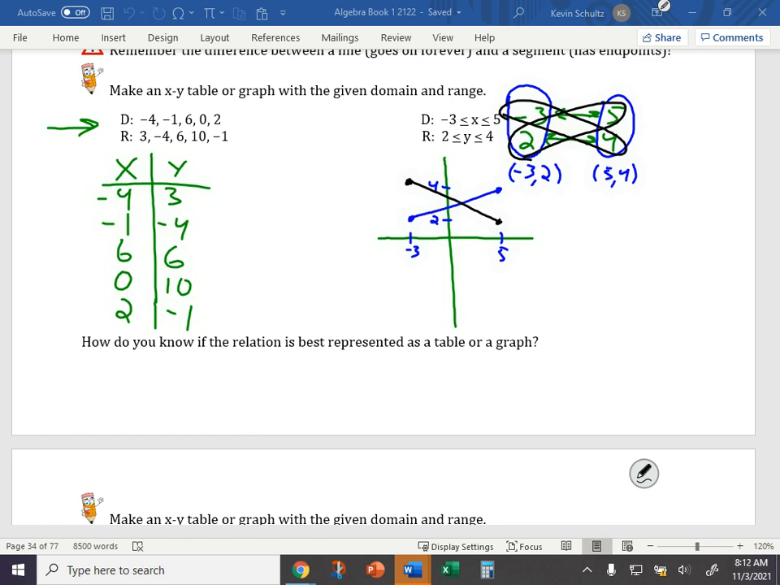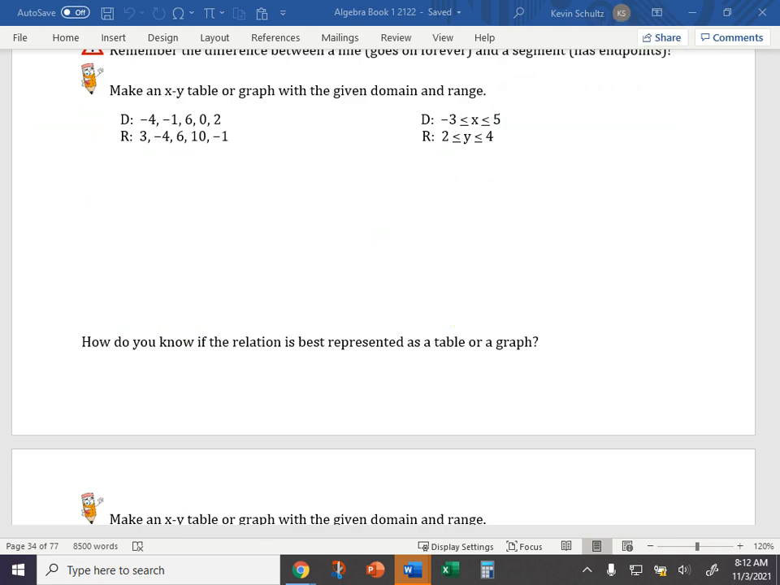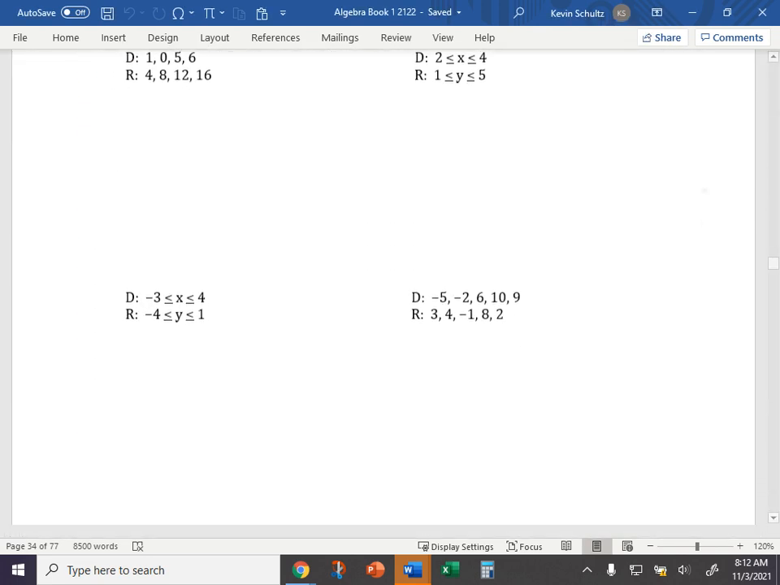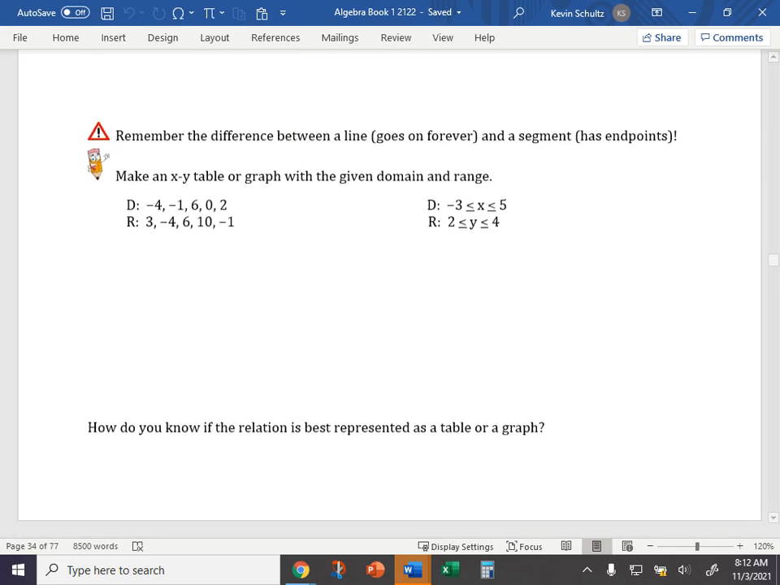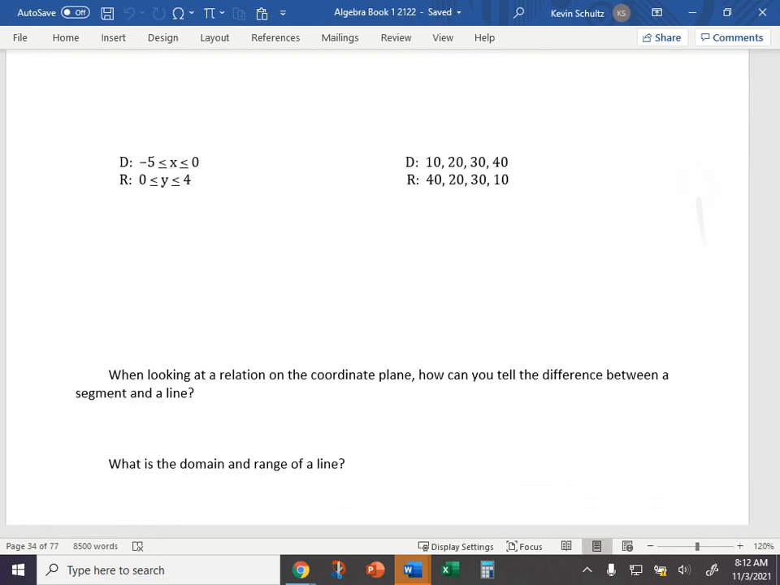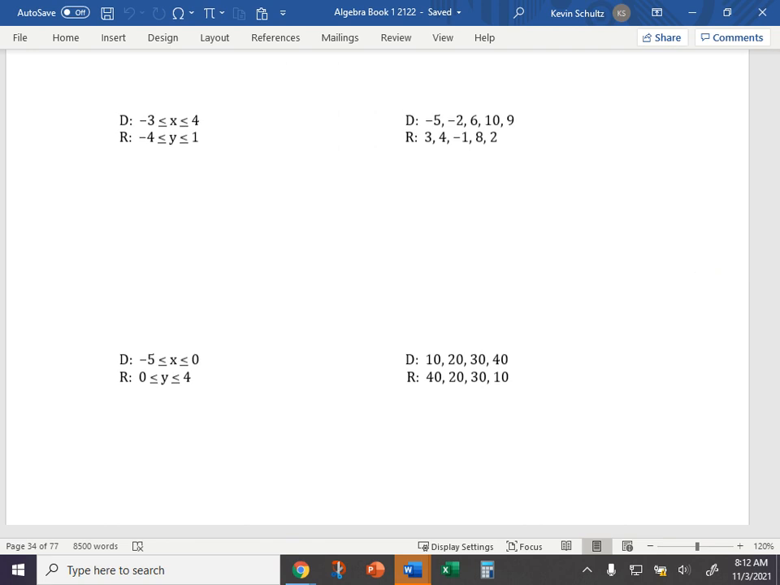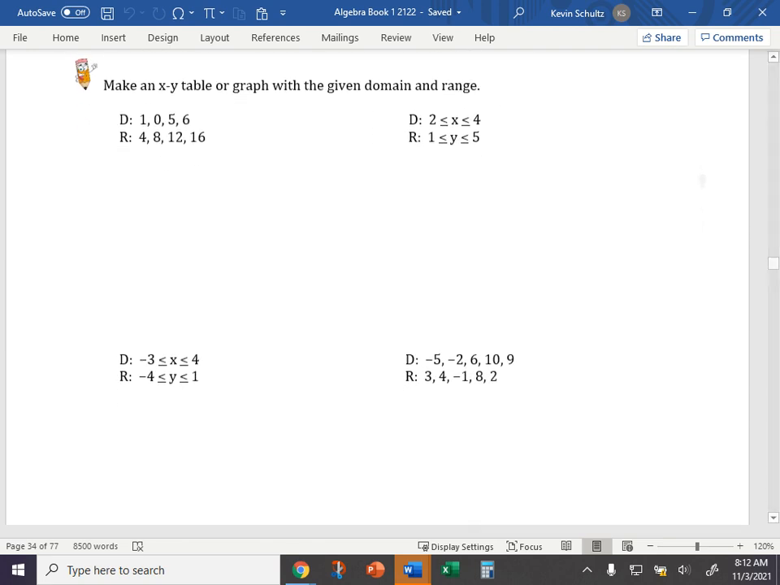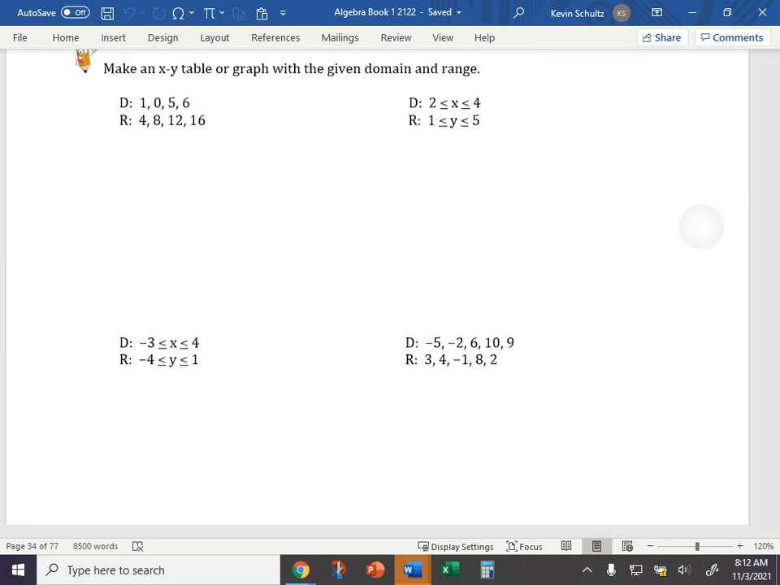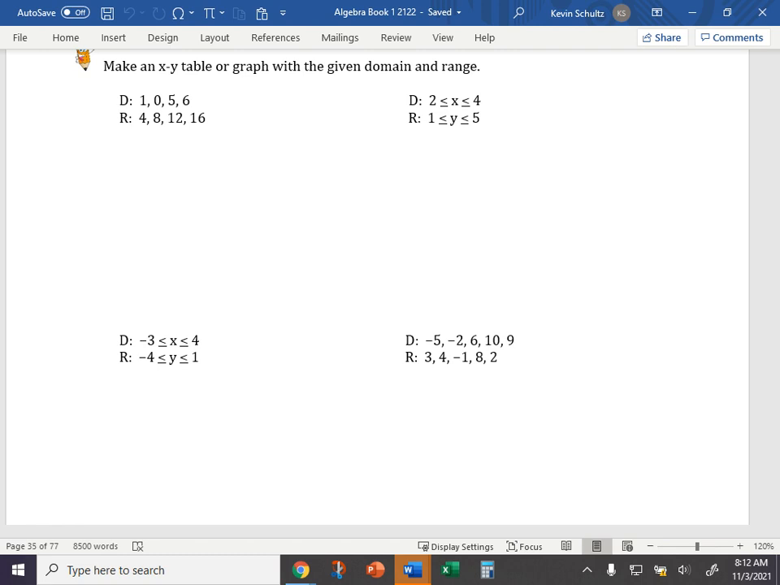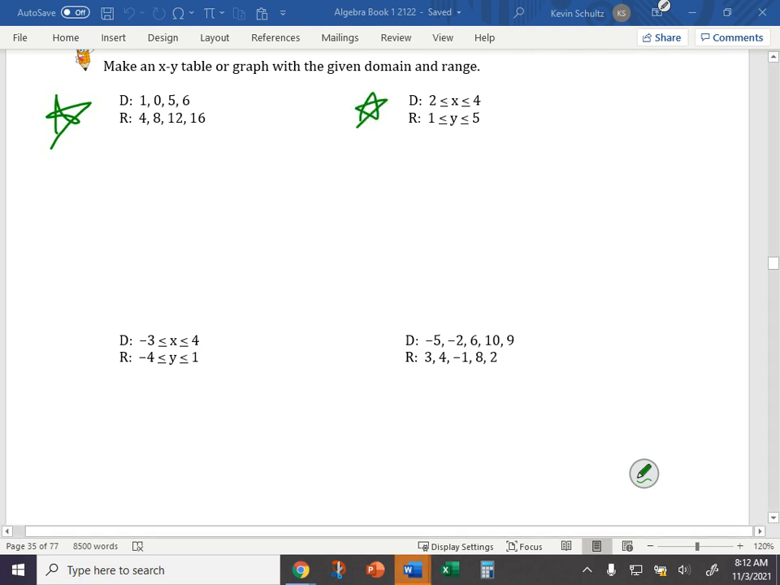Okay. The second page is your homework, which is going to be due tomorrow. And it's similar to what we did at the end of this page. Is this only one more page? Yeah, there we go. So this first one, make an XY table or graph with a given domain and range. What's this one going to be? Function table or graph? Table. What's this one going to be? Function table or graph? Graph.